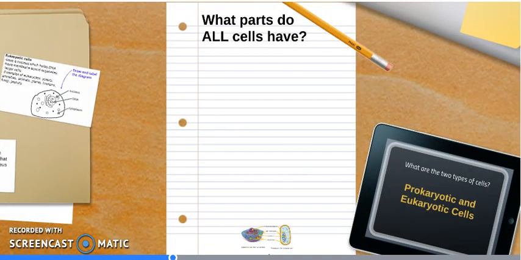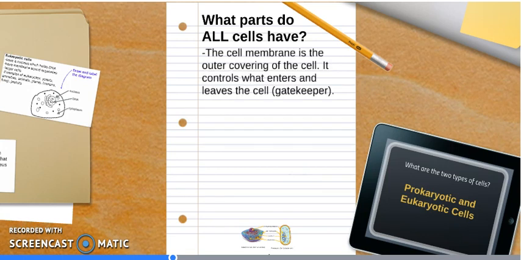So, what parts of a cell do all cells have? The cell membrane is the outer covering of a cell. It controls what enters and what leaves a cell. It basically acts as a gatekeeper. Both prokaryotes and eukaryotes have a cell membrane.